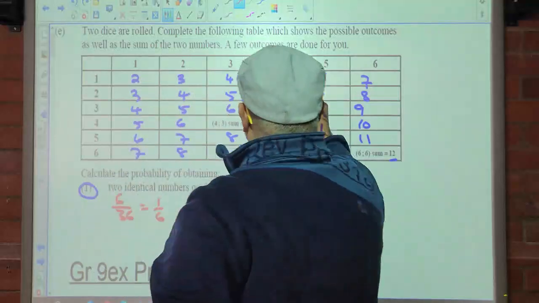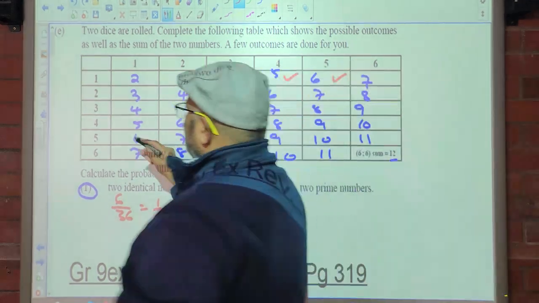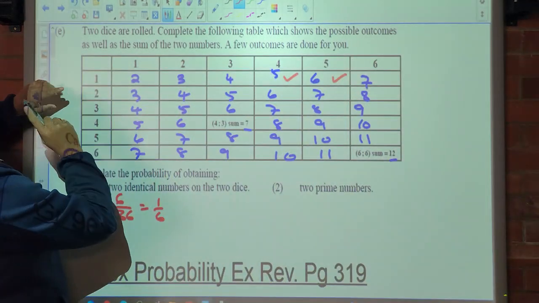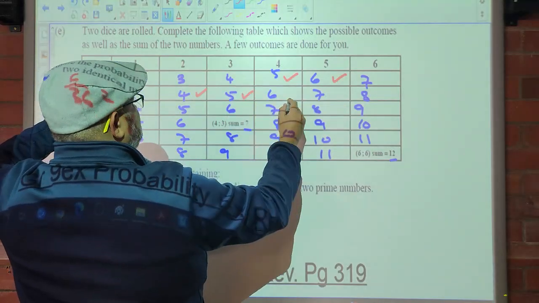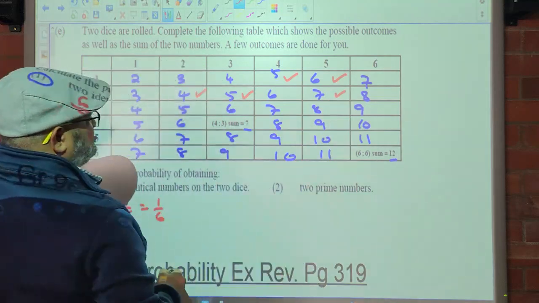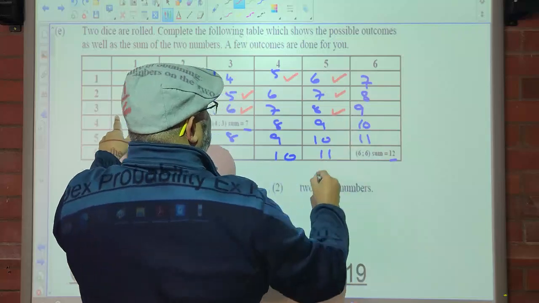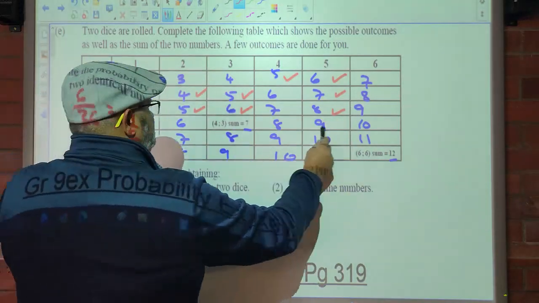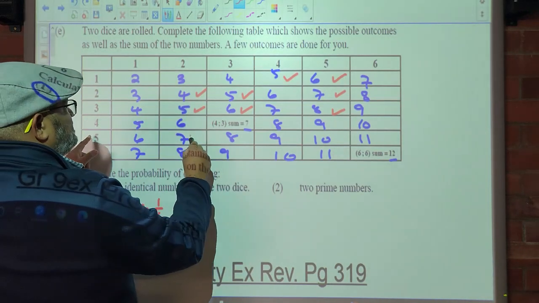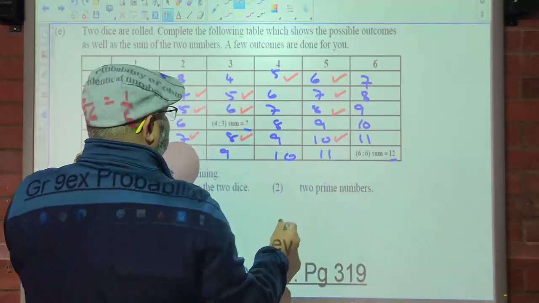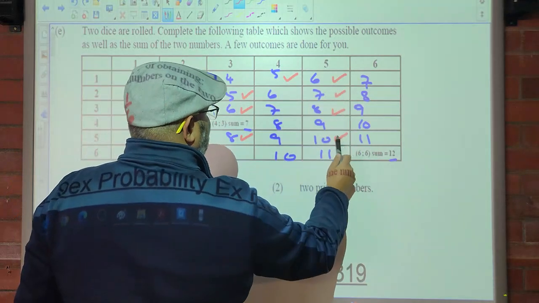So 2 and 2, that is 1. 2 and 3, 6 and 1, no. Nothing in this row is going to be prime. Because yes, it could be: 2 and 2, 2 and 3, 2 and 5. 3 and 2, 3 and 3, 3 and 5. Nothing in this row, no? Because that 4 is not prime. Number 5, 5 and 2, 3, 5, 6, nothing in that row. So it's 1, 2, 3, 4, 5, 6, 7, 8, 9, 10, 11.